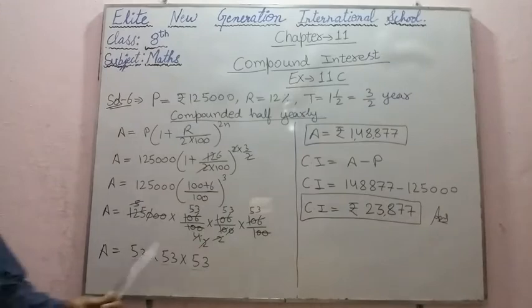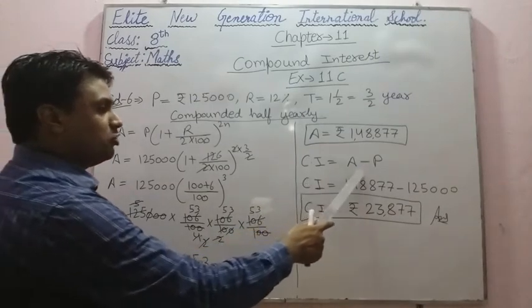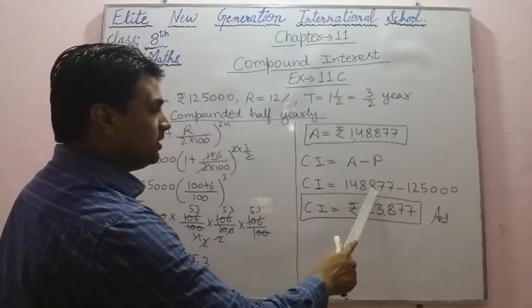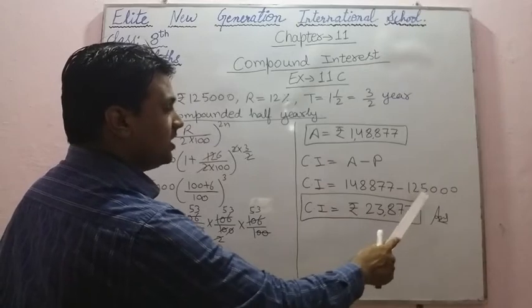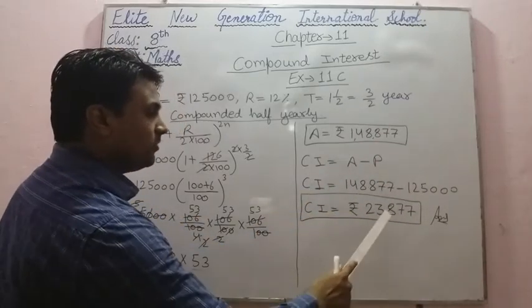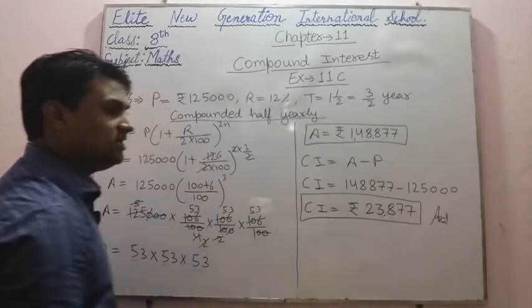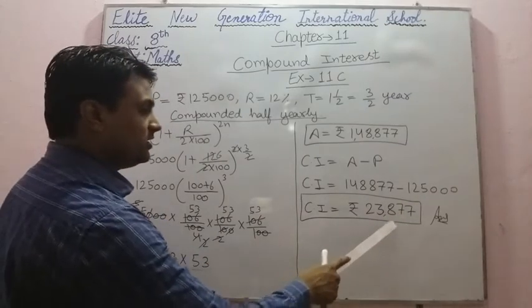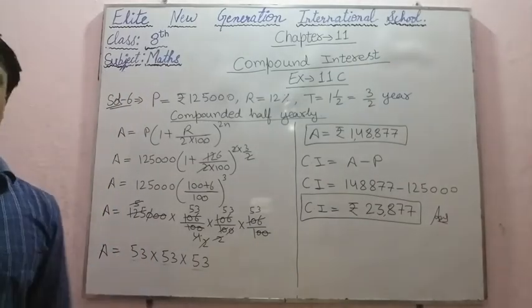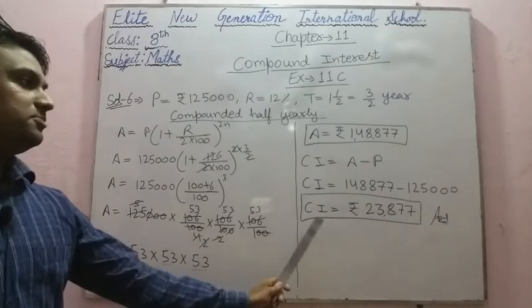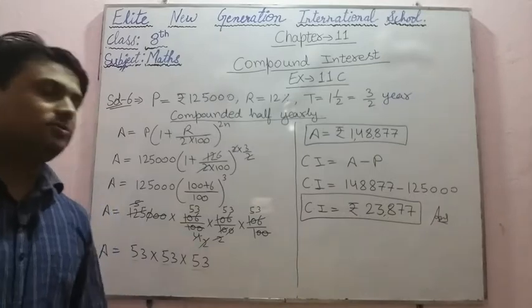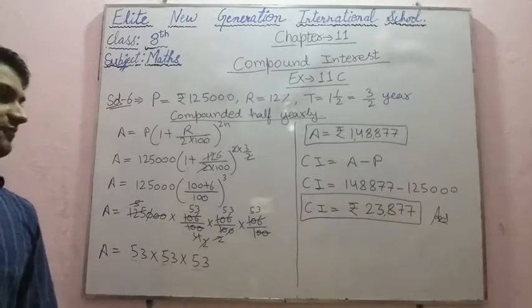Now after this, for calculating compound interest, it will be amount minus principal. So CI will be 1,48,877 minus 1,25,000. When we subtract it, the answer will be 23,877. So compound interest will be 23,877. In this way we can find its compound interest. So we can say that the interest paid by him equals rupees 23,877. Now after this, see the next question.